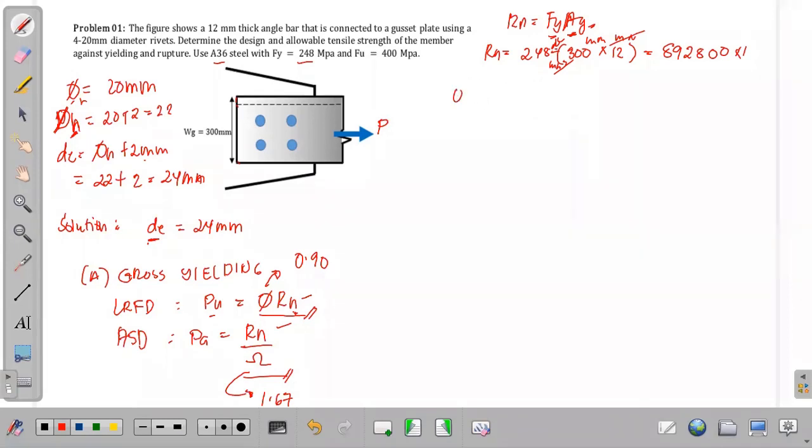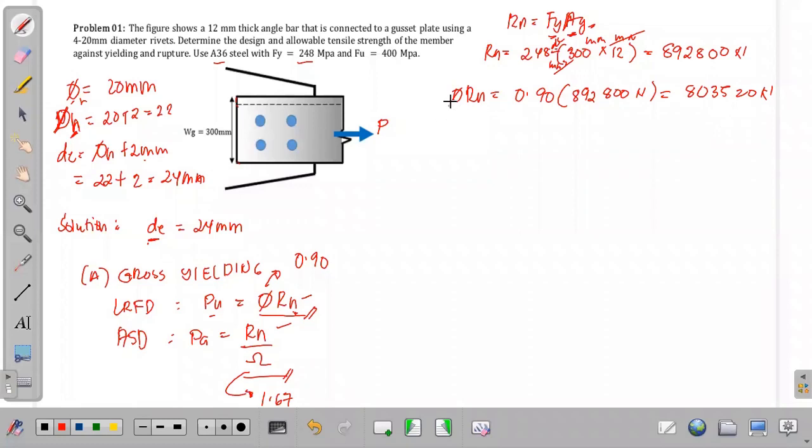So design strength is VRN. Ito yung kinahanap natin, di ba? Design strength against yielding. So VRN is equal to 0.9. I-multiply lang natin ito dito sa ating factor. 0.9 times 892,800 Newton. Ilan ito? 80, 35, 20, ma'am. 80, 35, 20 in Newton.